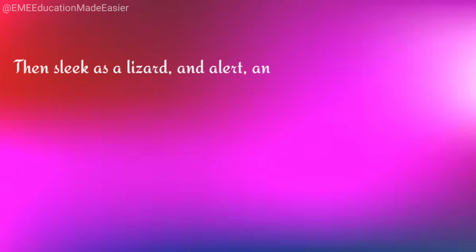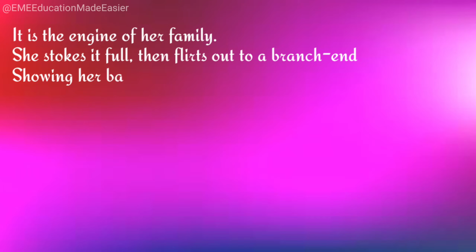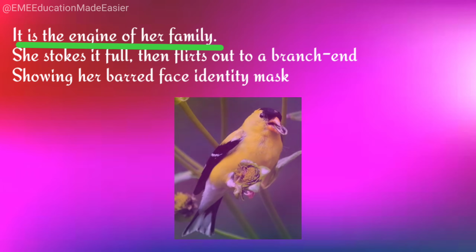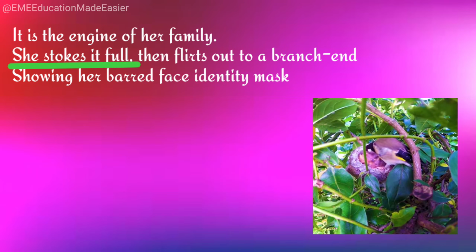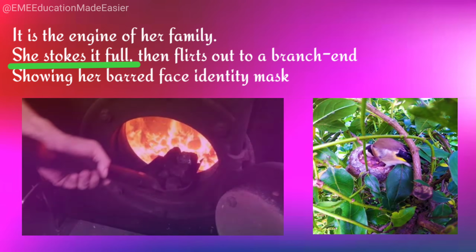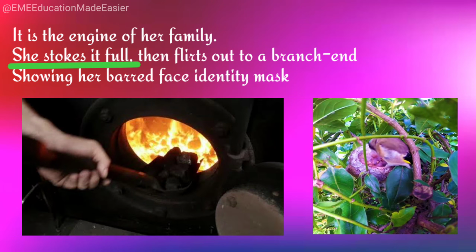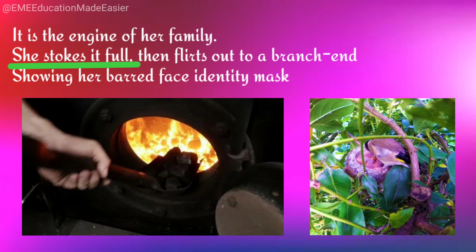The next three lines state, it's the engine of a family. She stokes it full, then flirts out to a branch end, showing her barred face identity mark. In these lines, the poet refers to the goldfinch as the engine of a family. She stokes it full means she feeds her young ones to their fill, just as coal is fed into the fireplace of a steam engine. She also feeds her young ones till their hunger is satisfied.